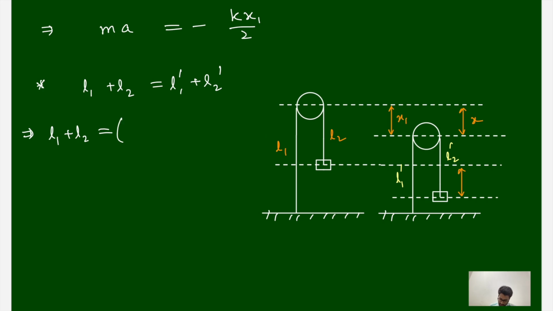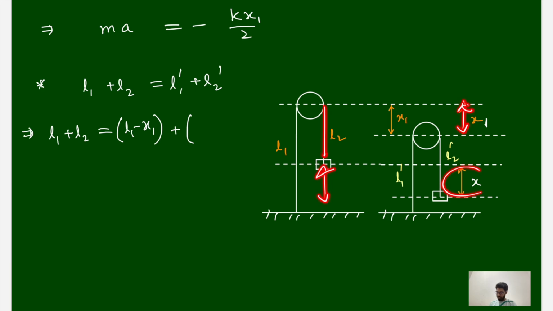So that we can say L1 minus x1 plus another side. Here also you see, for this length, this side increased by x distance, but here you see one more thing, it is decreased by x1 distance. This side is decreased by x1 distance but increased by x distance. So we can say here L1 minus x1 plus x.